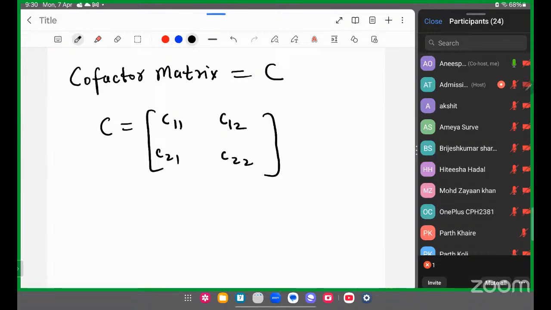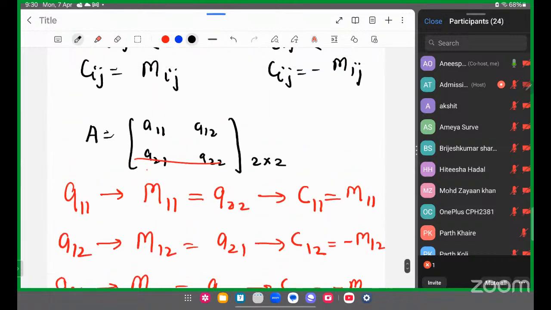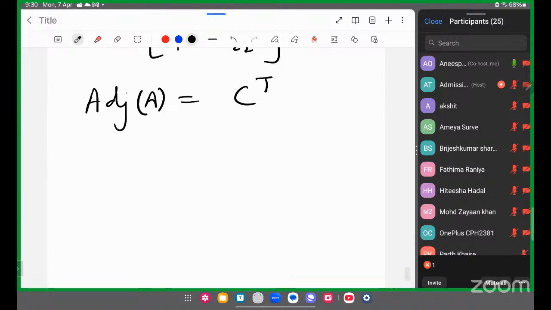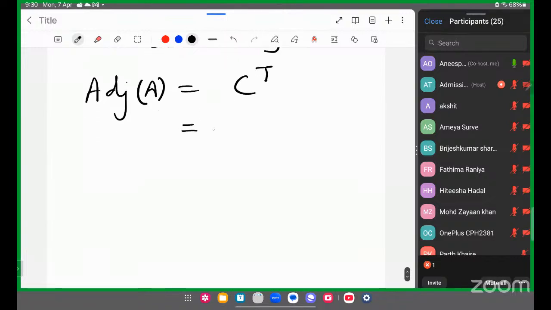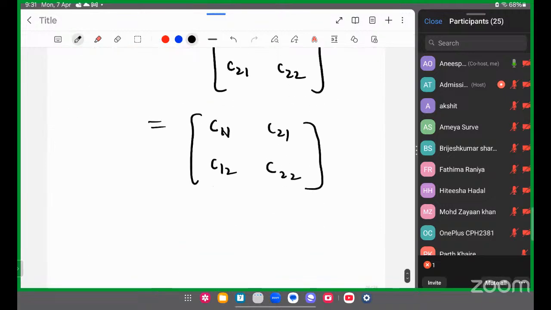After getting the cofactor matrix, we can find the adjoint of a matrix. So if, let's say, this was matrix A, then the adjoint of matrix A will be the transpose of the cofactor matrix. So this will be C11, C12, C21, C22. Take its transpose, and this will give you what? This will give you C11, C21, C12, C22. Because in transpose, rows are converted into columns, and columns are converted into rows. Understood?